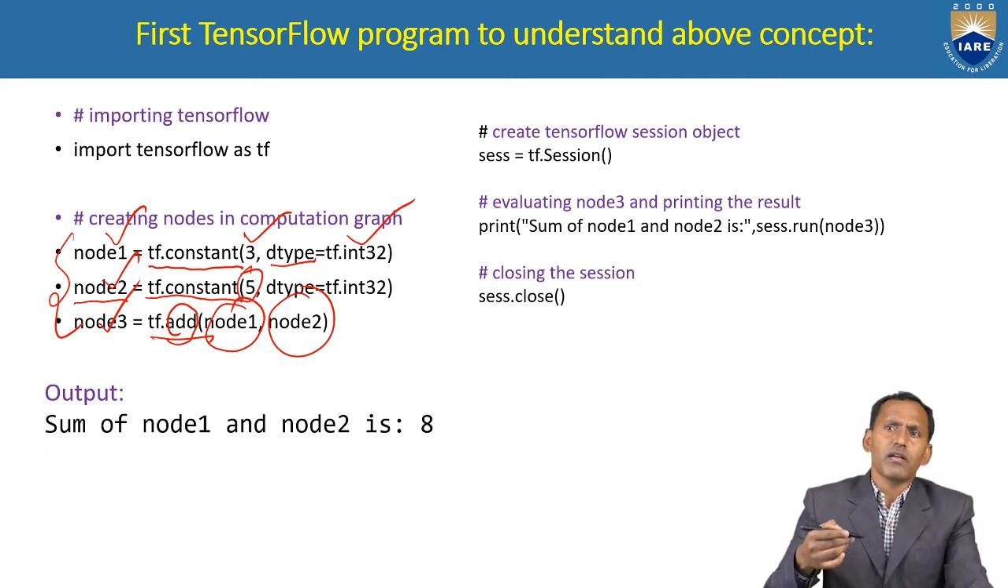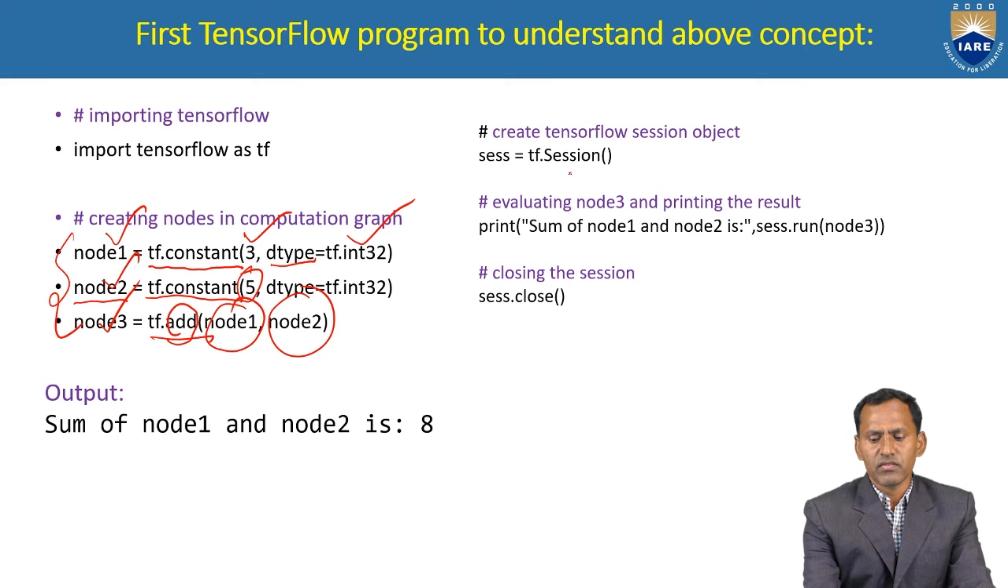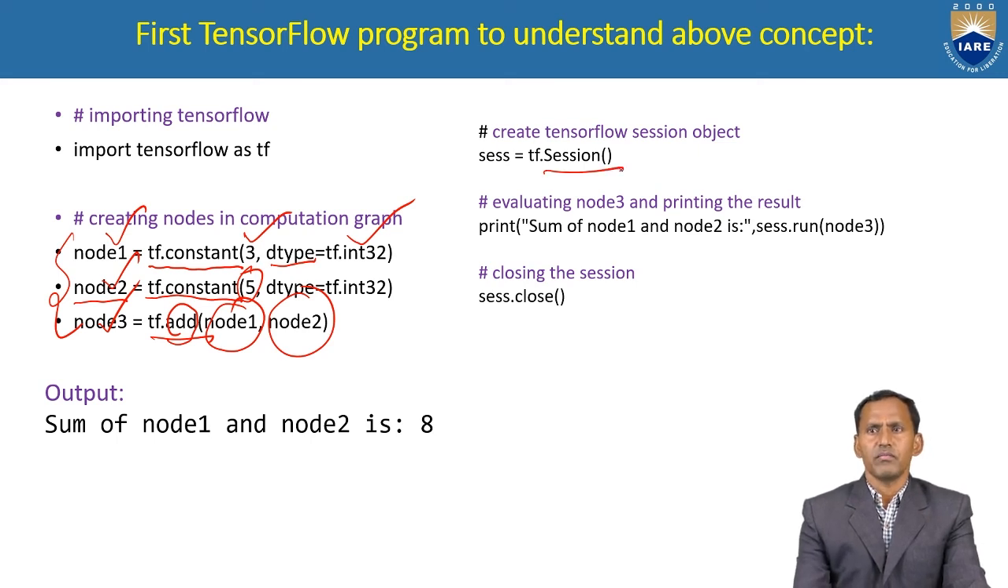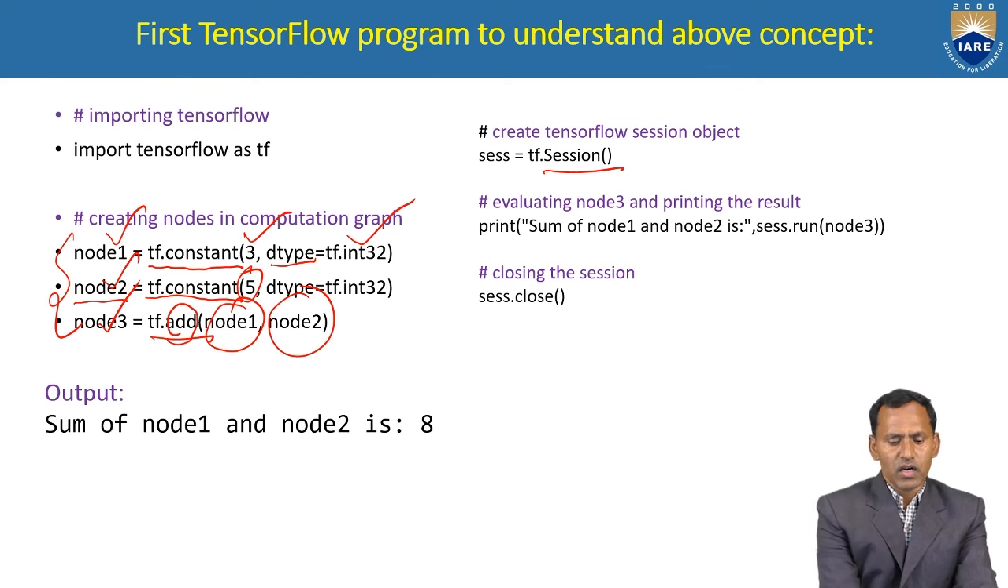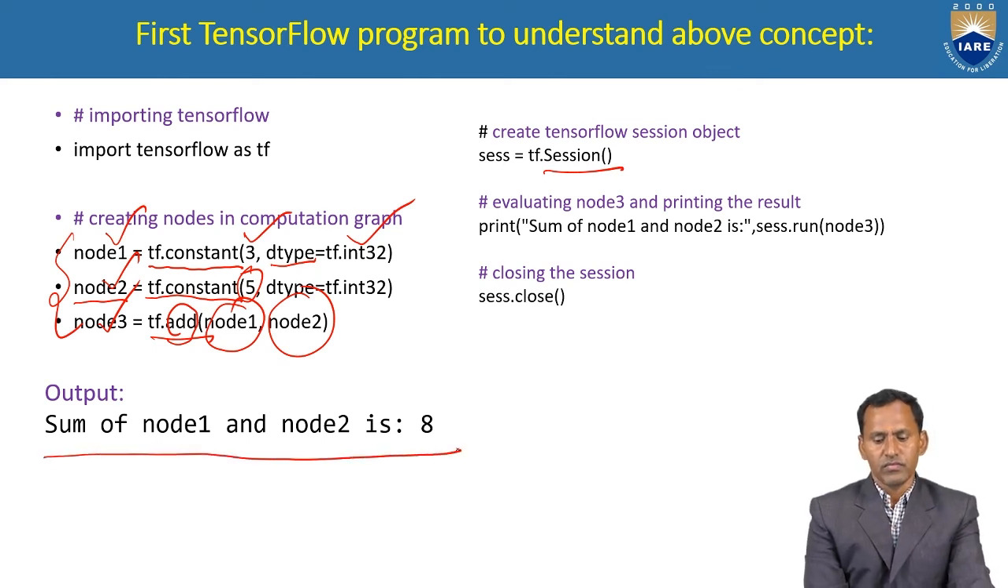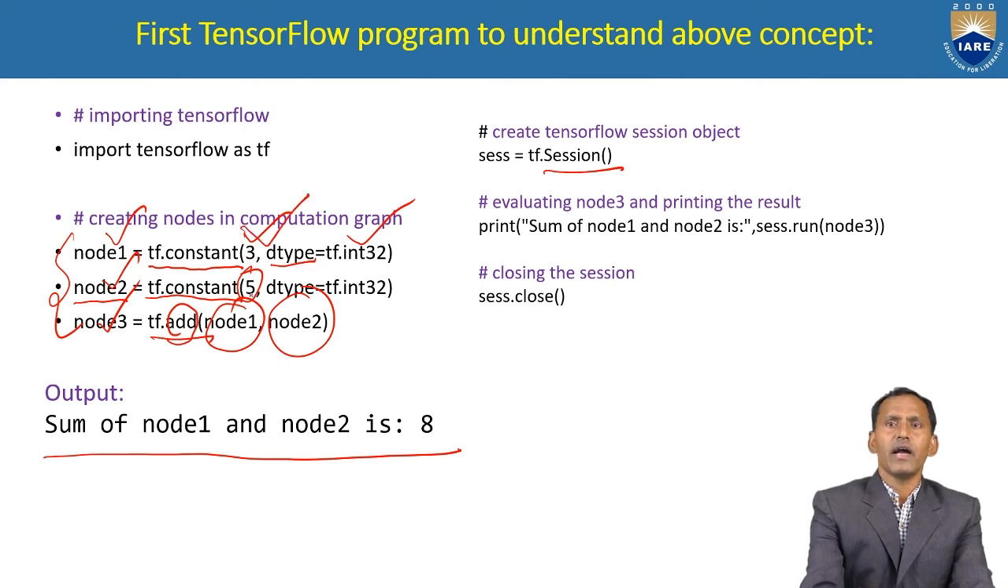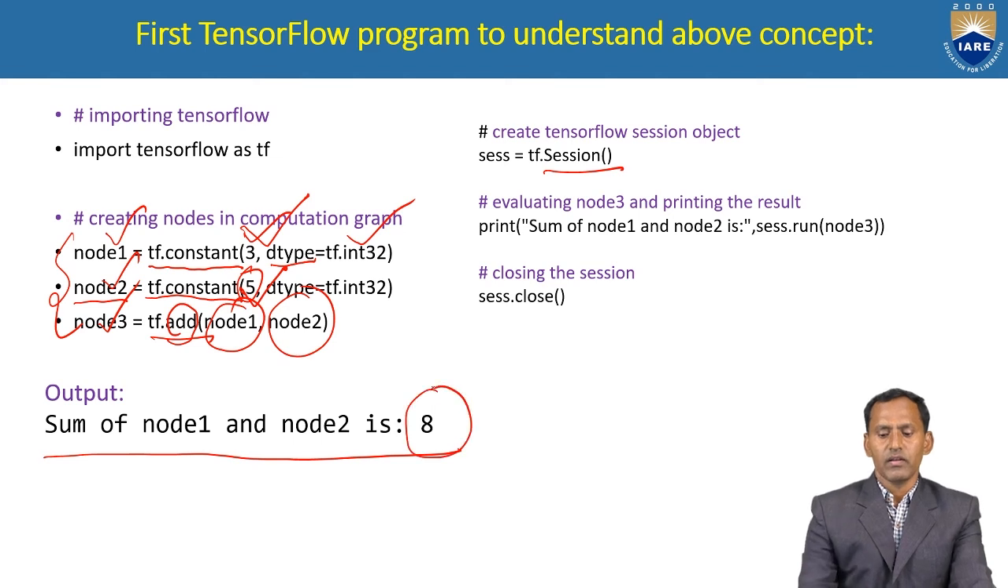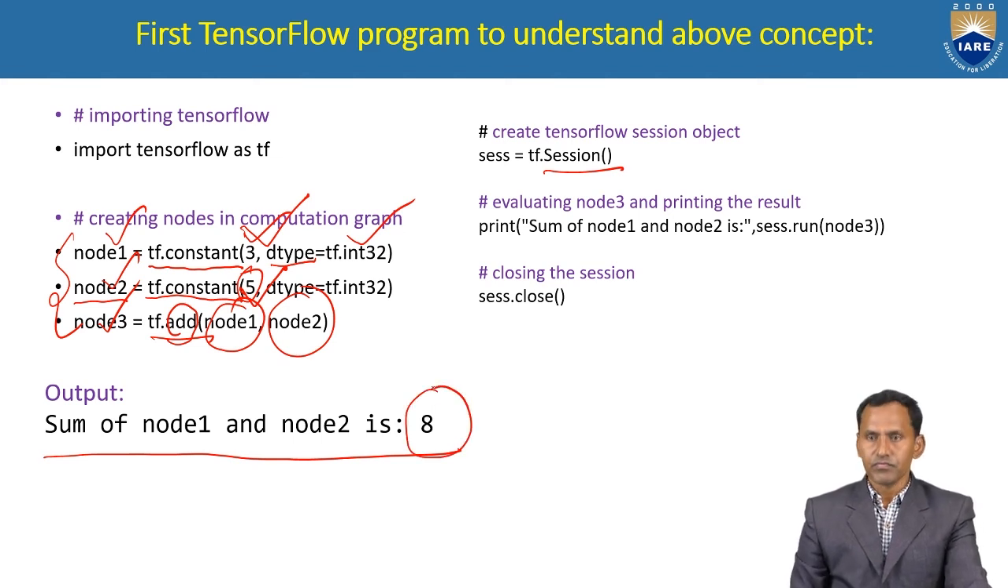Now before running the computational graph, first of all we have to create a session. By using tf.Session, we can create a session, and with the help of that, we can run the computational graph. So this is the output on the screen. We have sent 3 and 5. 3 plus 5 is 8. The answer is 8 on the screen.